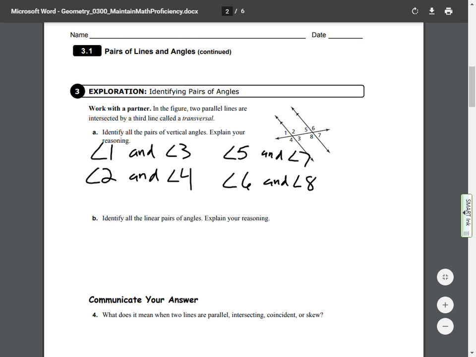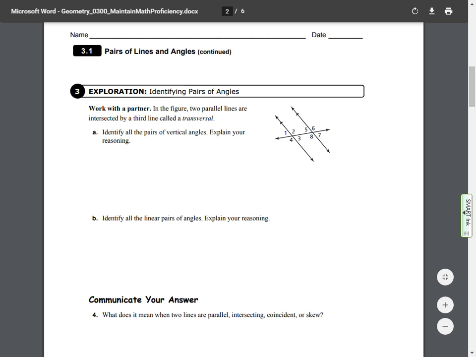Explain your reasoning. I'm just going to say across the x. Okay, because that's what helps me remember. Explain your reasoning. So why do you remember vertical angles?